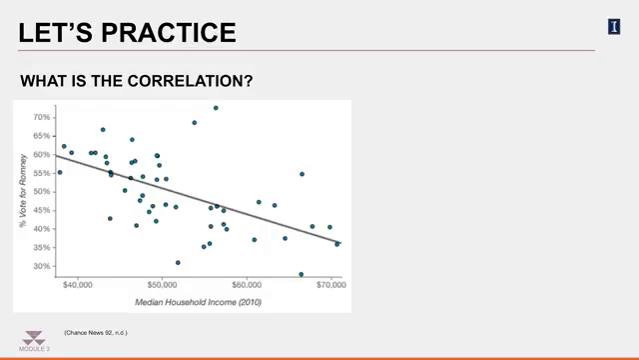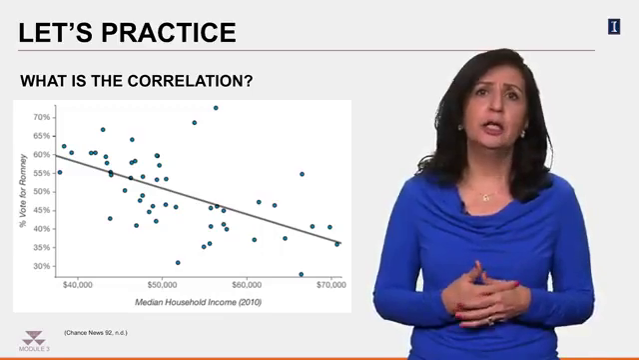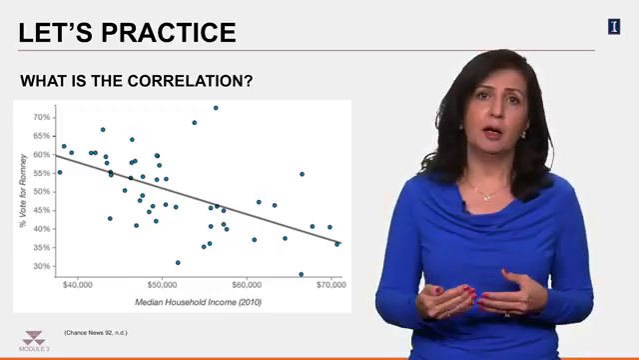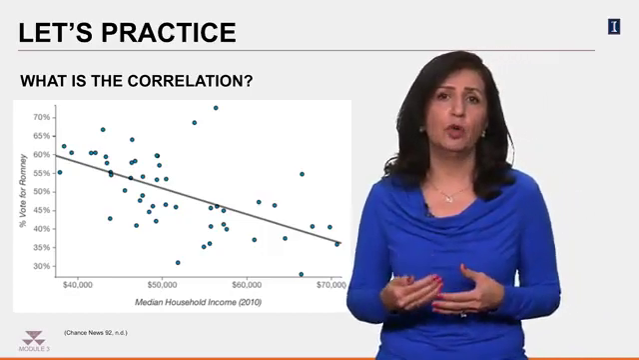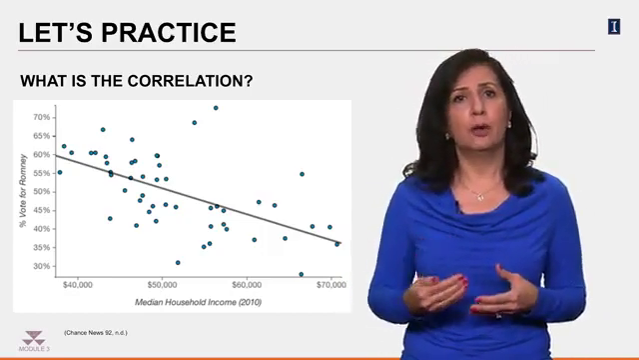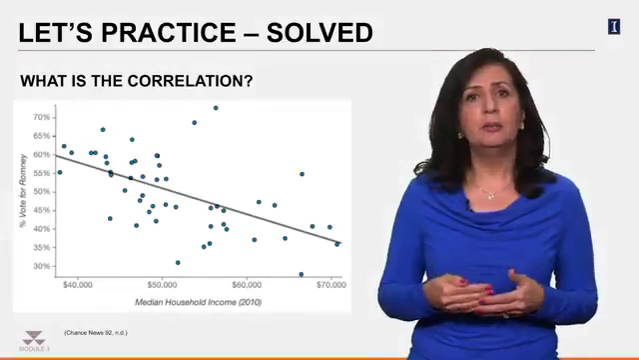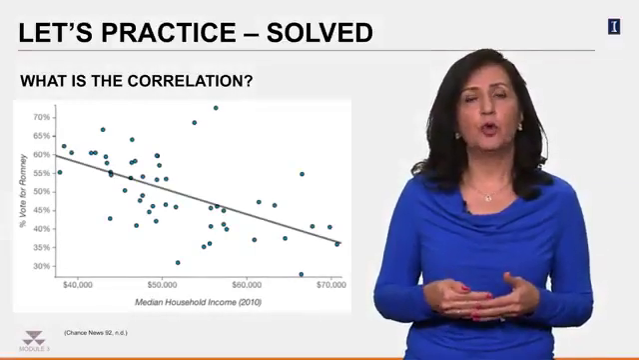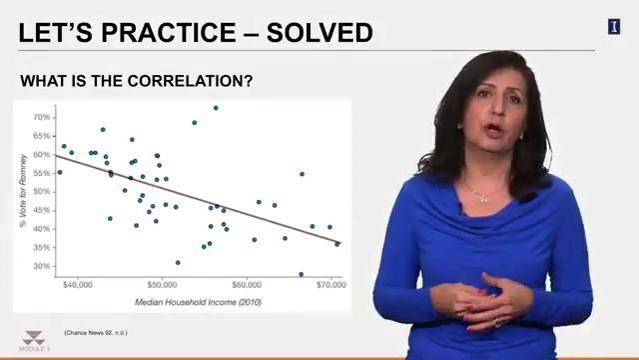So again, let's practice. This scatter plot shows the correlation between per capita income in a state and the percent of the 2012 presidential election votes that went to Romney. What type of correlation do you see here? State median income is negatively correlated with the proportion of the state's votes in the 2012 election that went to Romney.